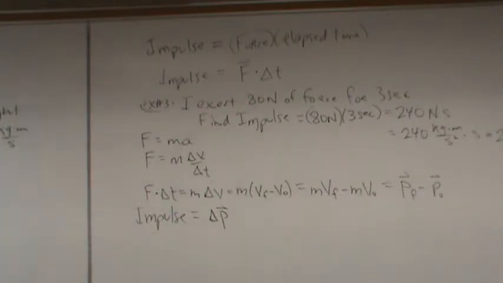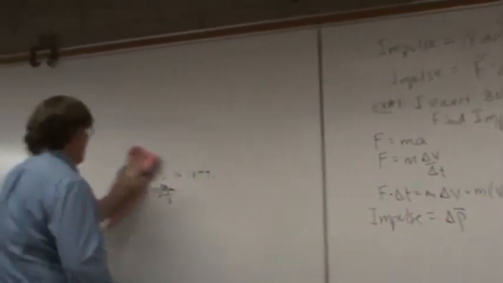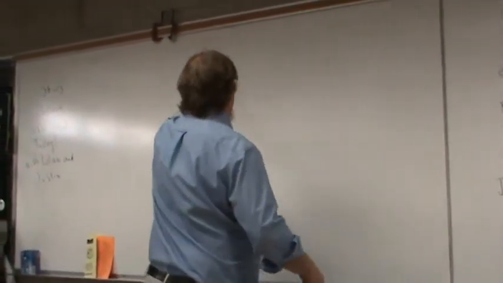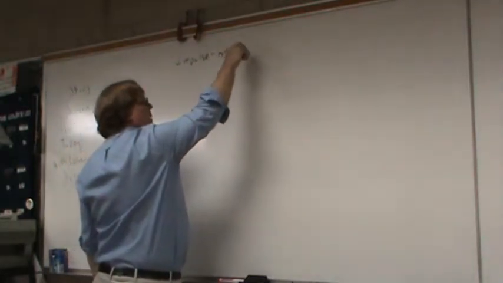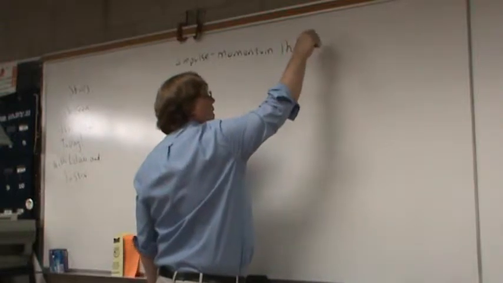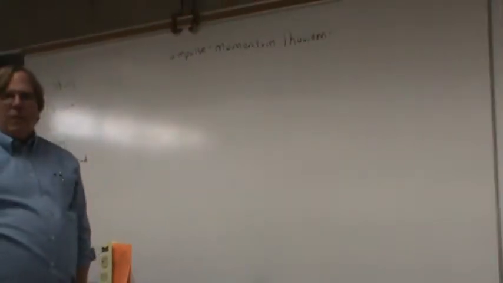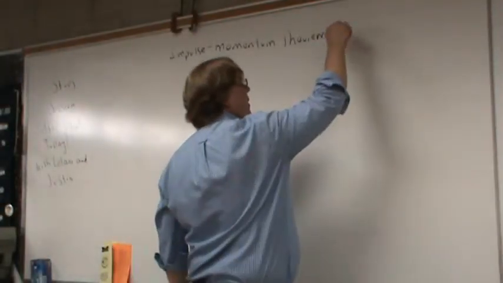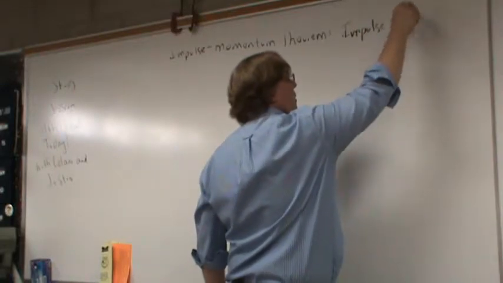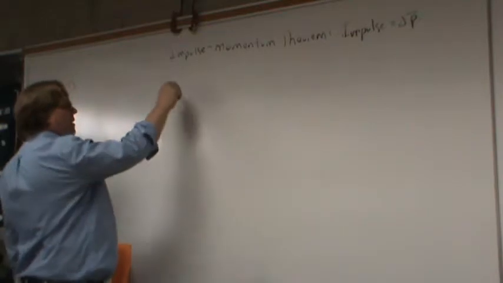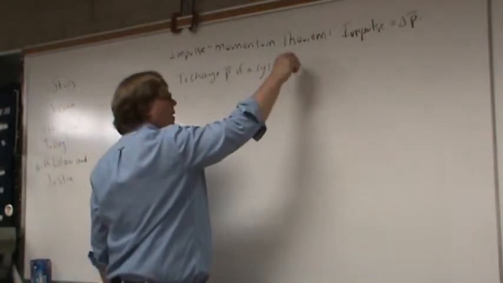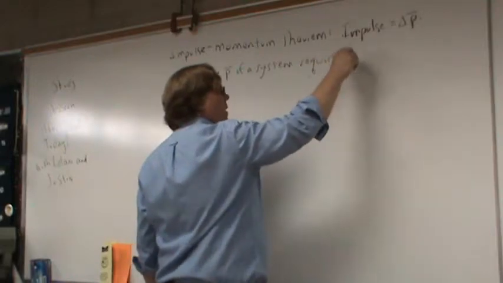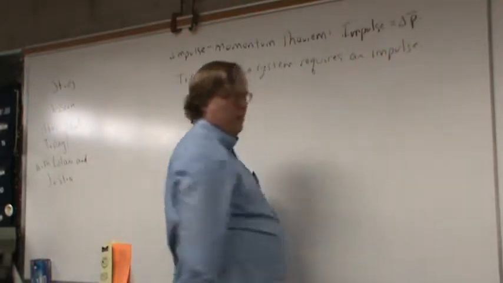Let me write that down. That actually has a name. It's called the impulse momentum theorem. The impulse momentum theorem, very simply, is an equation. It says that impulse equals change in momentum. Or if you want to say it a different way, to change the momentum of a system requires an impulse, a force exerted over a time.